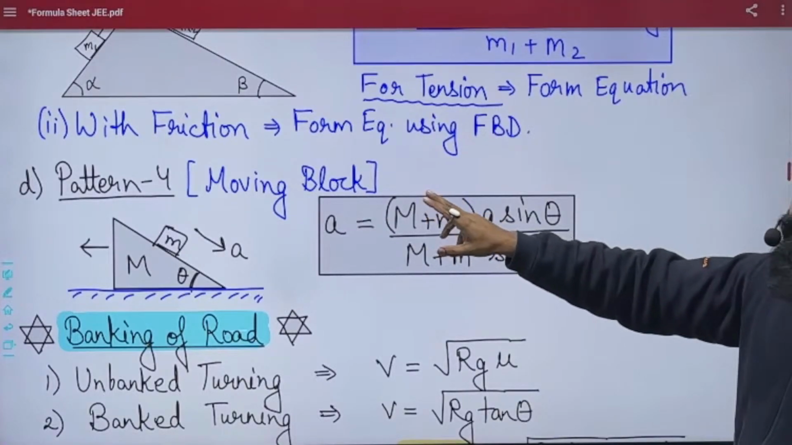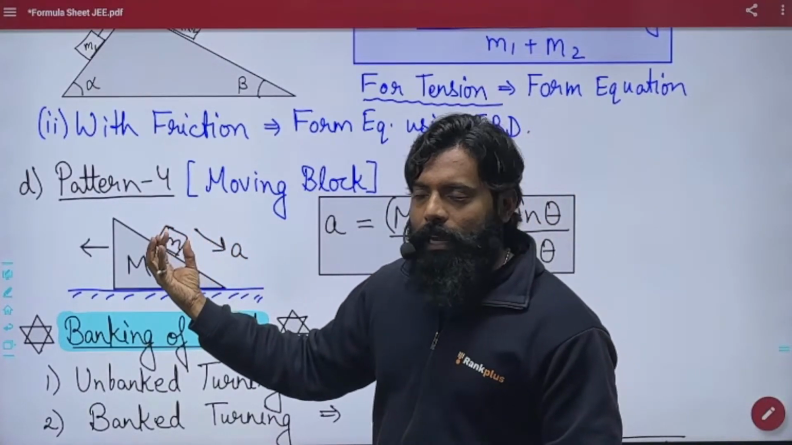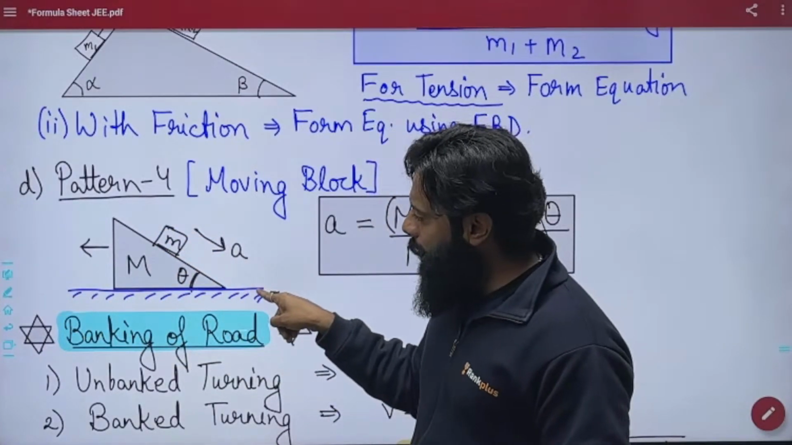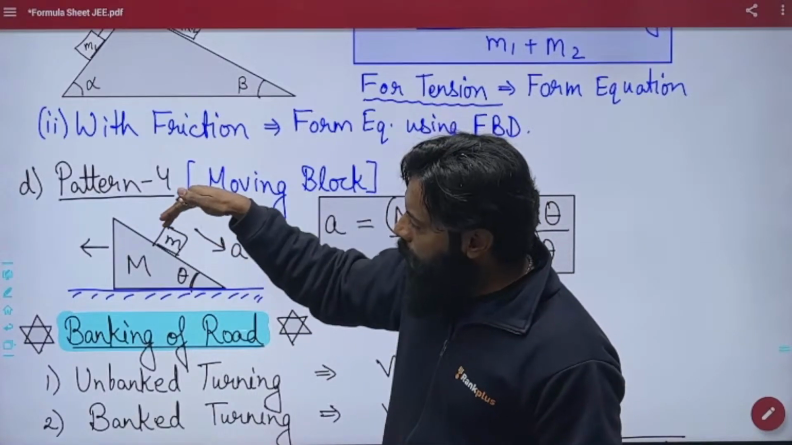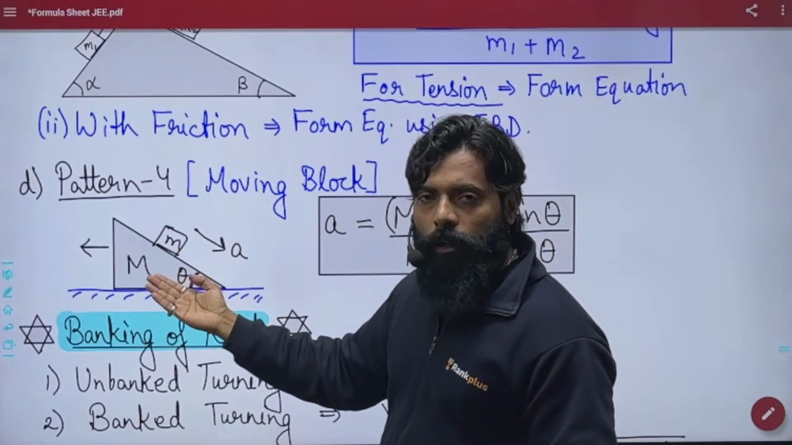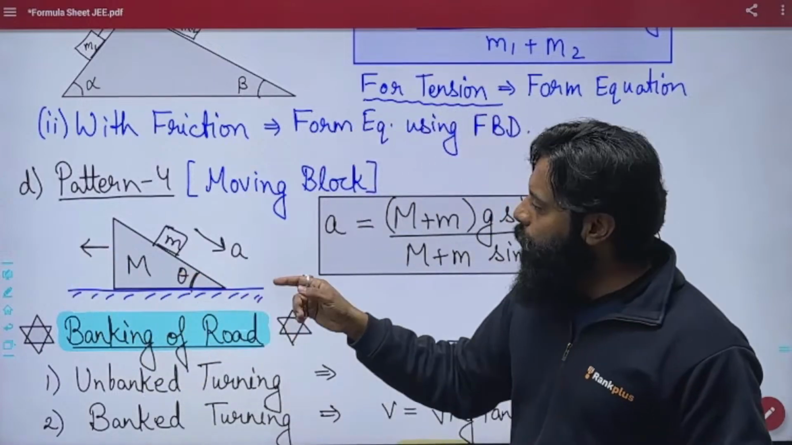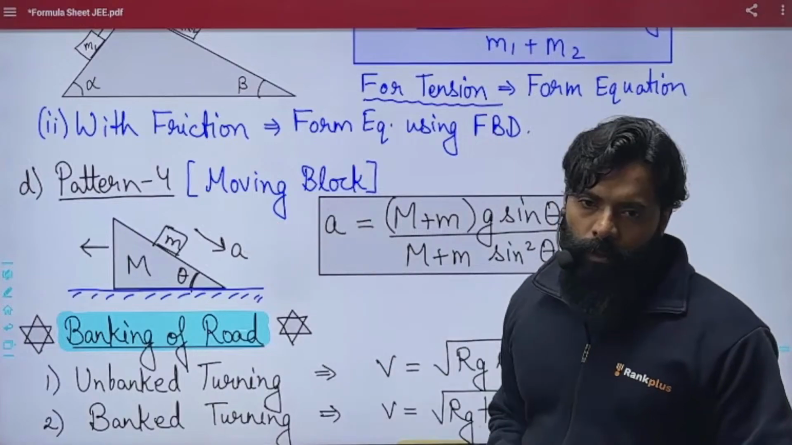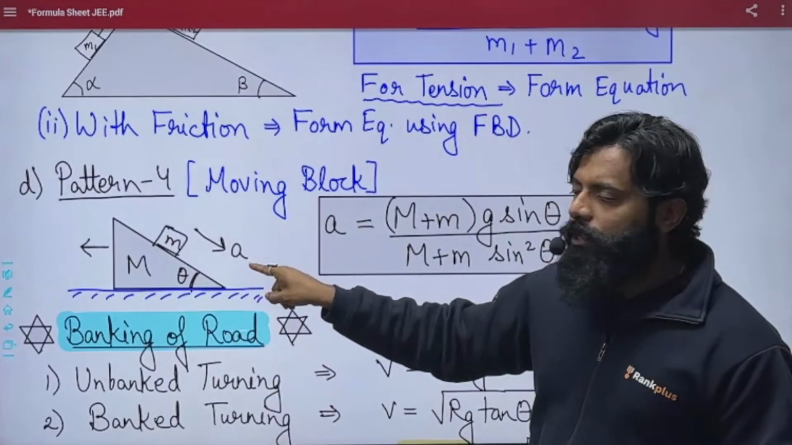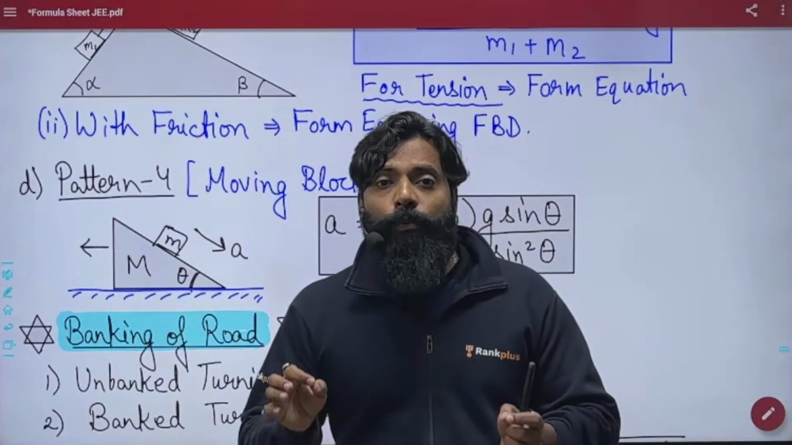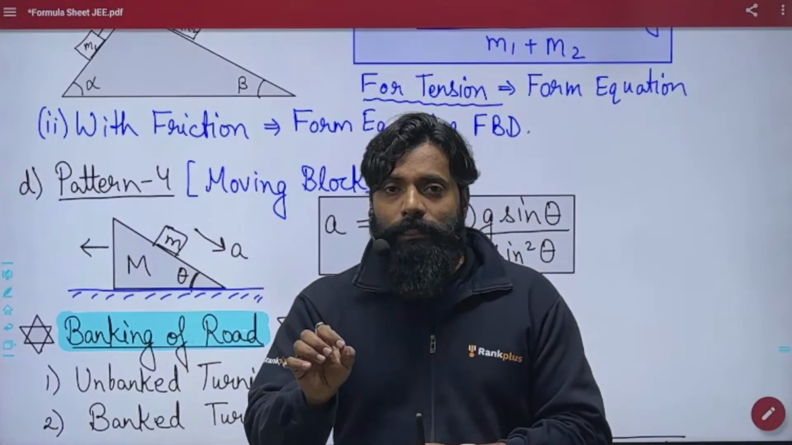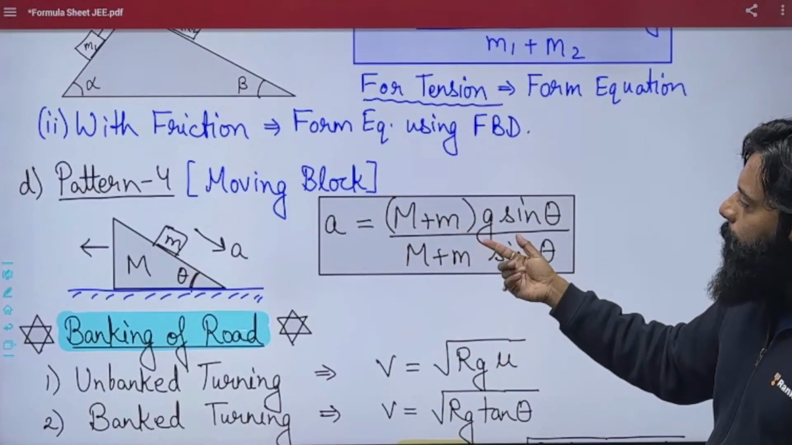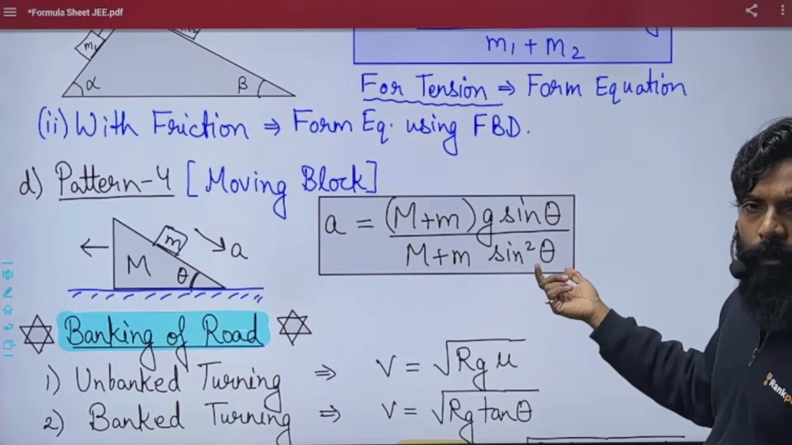Pattern 4, for a moving block: if I have a block of mass m going downward, and there is a frictionless surface also there. Here also on the floor we have a frictionless surface. When this object moves downward, this block will move in the backward direction, and you have to find the acceleration of this block. This was asked in JEE 2023, and this question is directly from your HC Verma book, a solved example of laws of motion. So the formula for this is A equals (M plus m) g sin theta divided by (M plus m sin square theta).